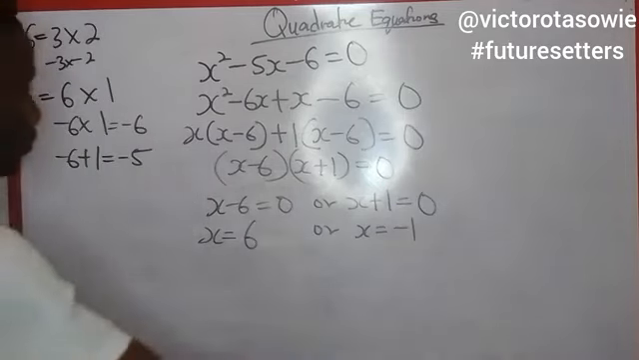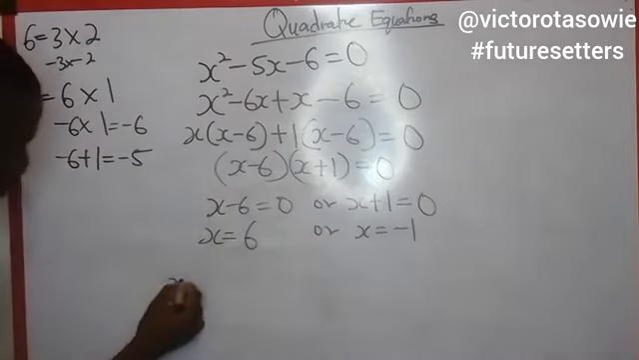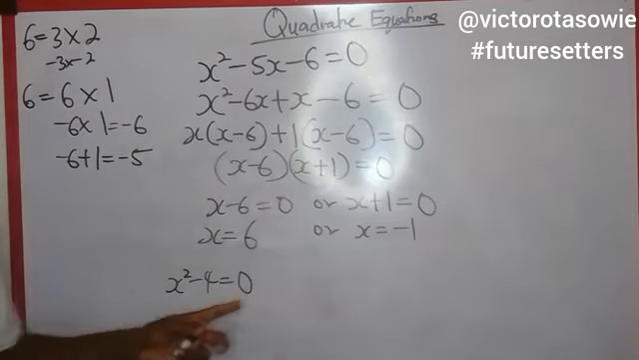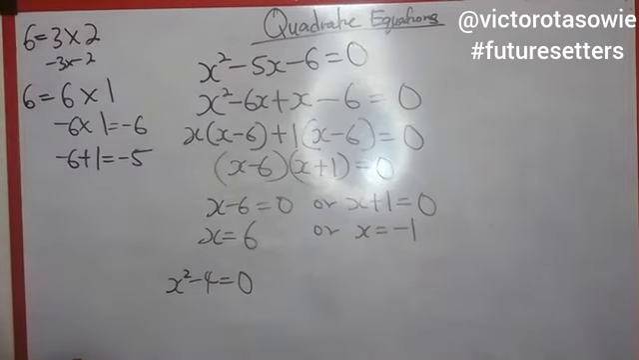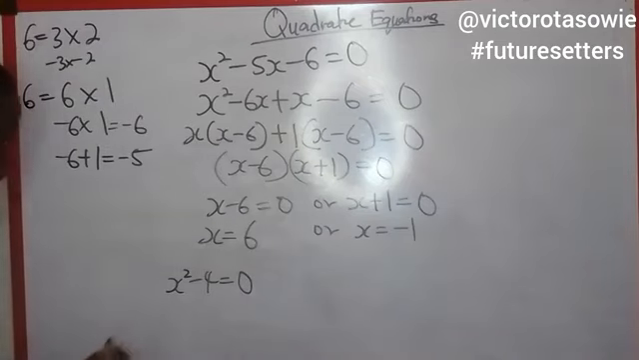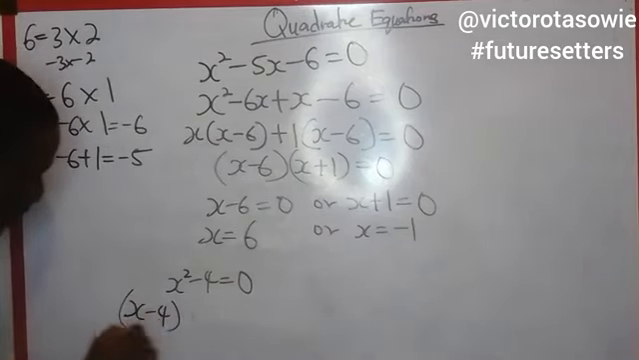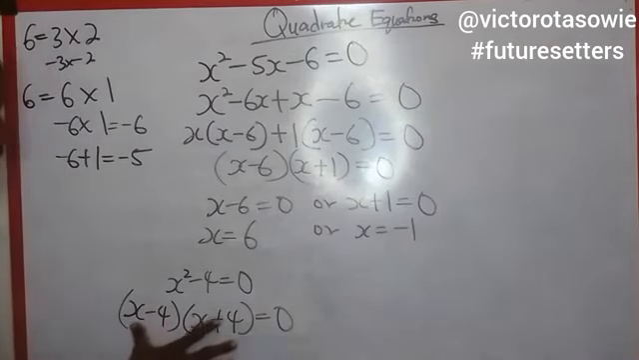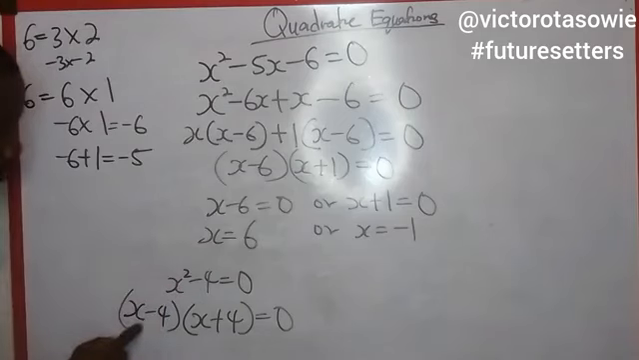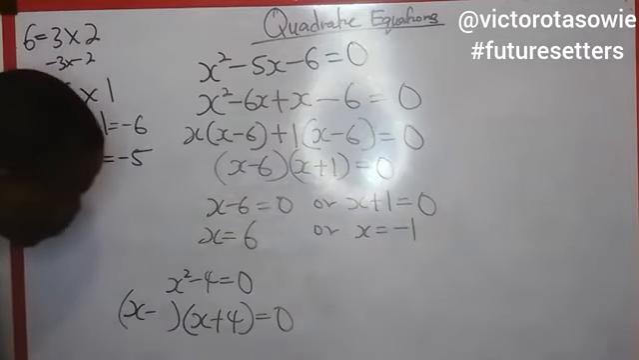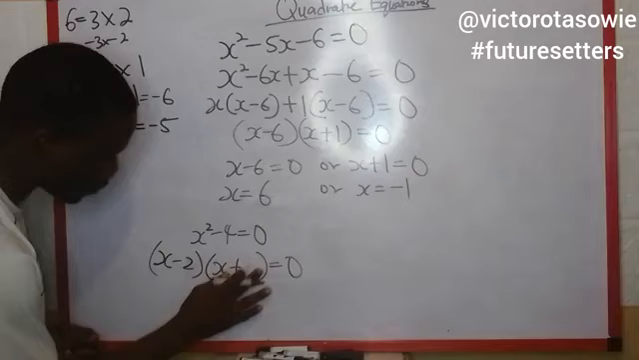In a situation where we have x squared minus 4 equal to 0, I noticed that some of us have this challenge. It occurred at some point in time. There's something called difference of two squares. So when you have x squared minus 4, it implies that we have x minus 2 and x plus 2 equal to 0.